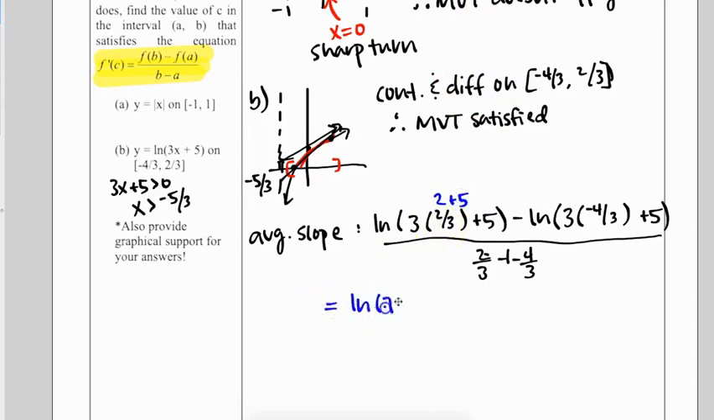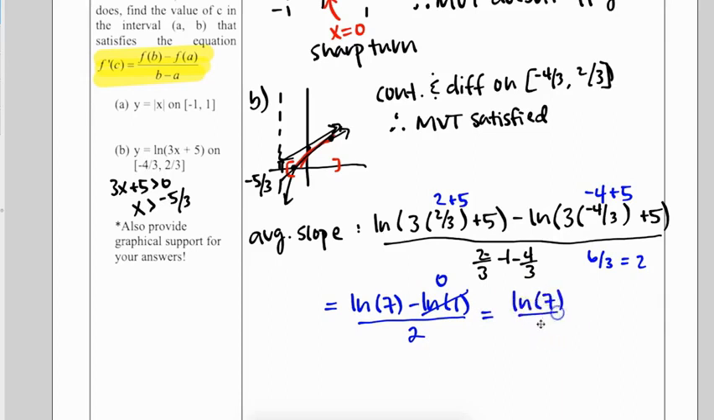So we're going to have the natural log of 7. And here, 3 times negative 4/3 is negative 4. Negative 4 plus 5 is 1. So minus the natural log of 1, over 2/3 plus 4/3. That's 6/3, so that's equal to 2. And then I think we can simplify this further. I know that the natural log of 1 is just 0, so our average slope is the natural log of 7 over 2. And I'm going to plug this into my calculator.